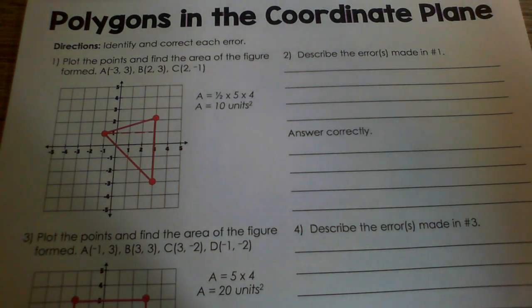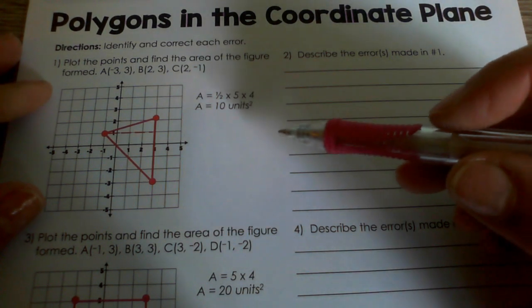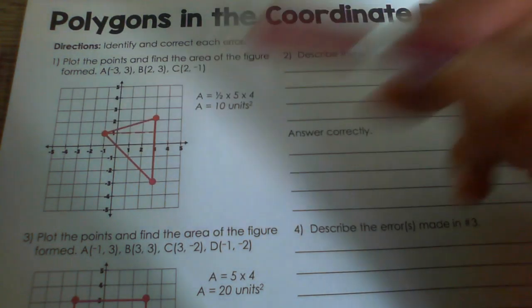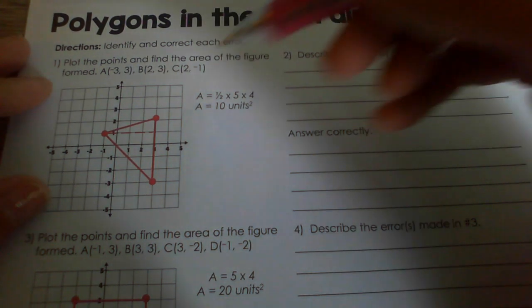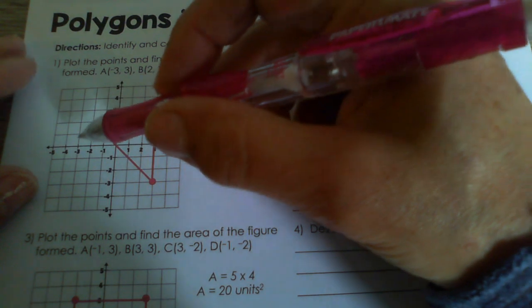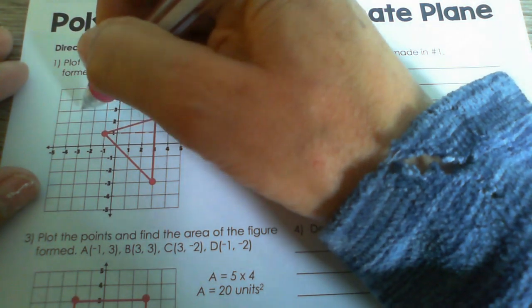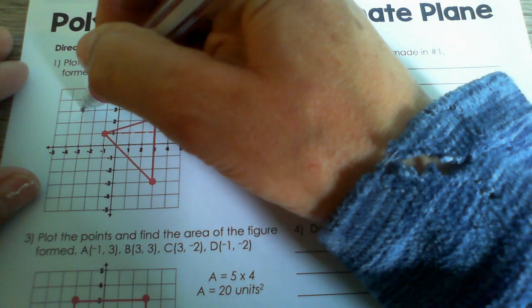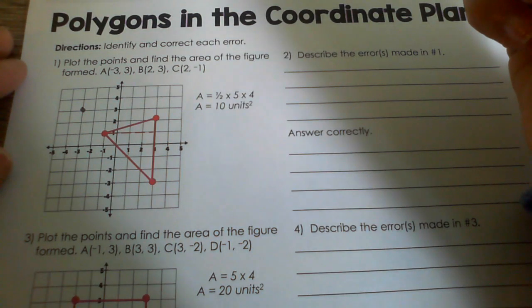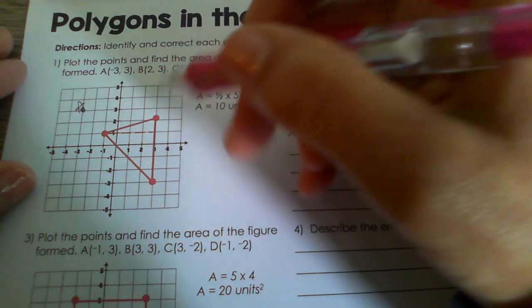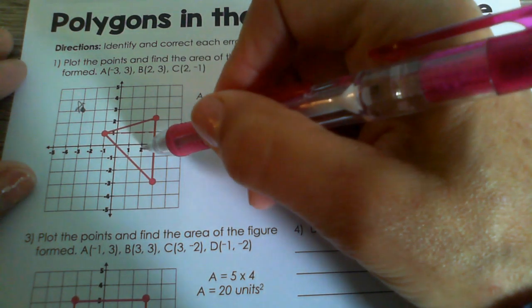Okay, so what we're doing is we're asked to find the area. So here are the points. Let's make sure they're plotted correctly in the first place. So we have -3, up 3. So -3, 3 should be here. All right, that's going to be A. It's hard to see. B is 2, 3.